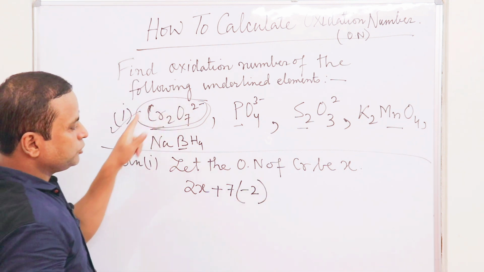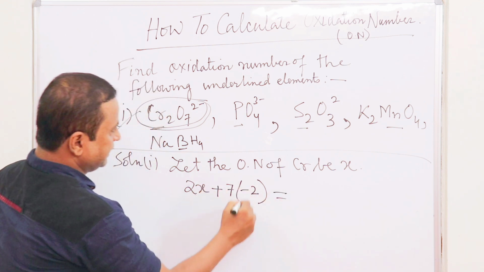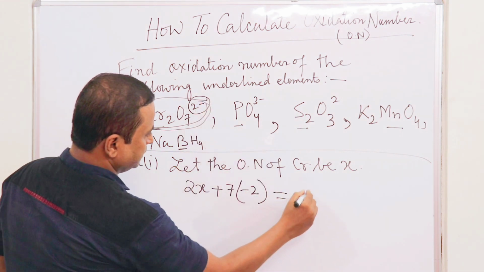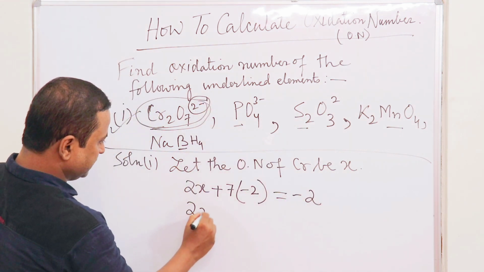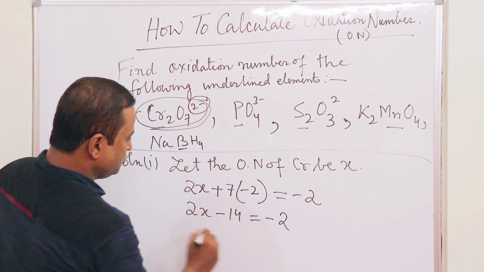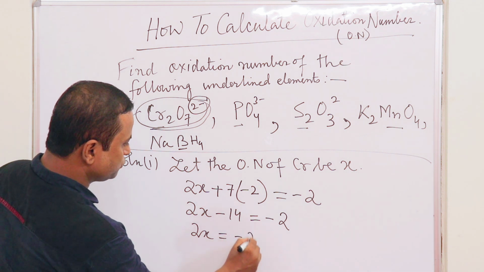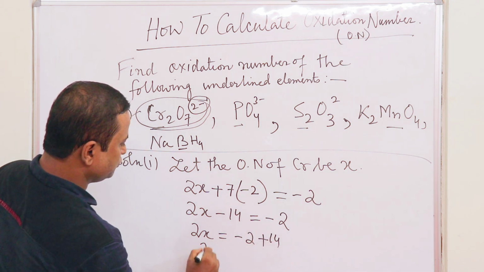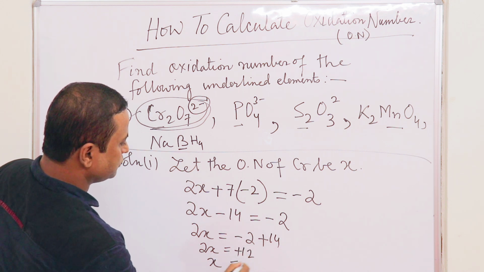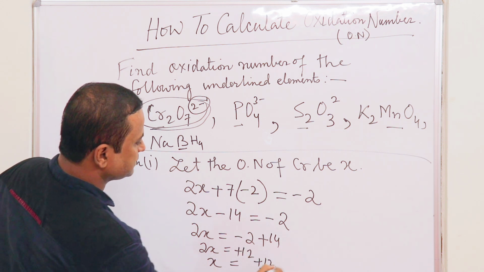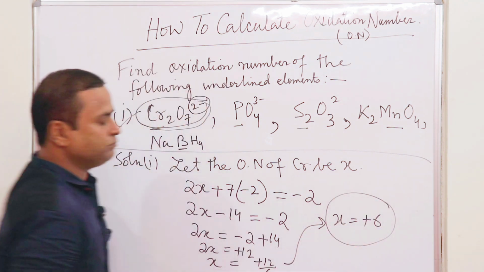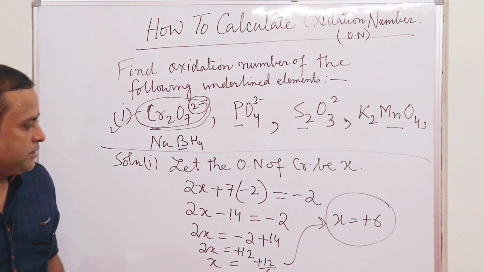Because it is a polyatomic ion, the sum of the oxidation numbers of the atoms of this ion will be equal to the charge on it, that is -2 here. So we calculate 2x + 7(-2) = -2, so 2x - 14 = -2, so 2x = -2 + 14, so 2x = 12, or x = +12/2. So this gives us x = +6. So the oxidation number of chromium in dichromate is +6.